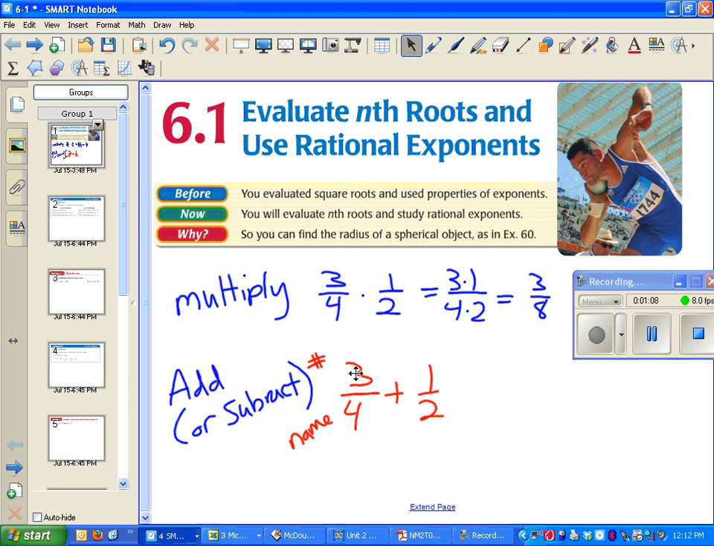So we're going to take 1/2 and multiply by 2/2, which changes the form but not the value of the fraction. So we will still have 3/4, and then when we multiply fractions, remember the top with the top and the bottom with the bottom. So that will be 2/4, and then we keep that same name, and then we'll add or subtract the top, and in this case it's 5/4. So you'll need to know how to do that.